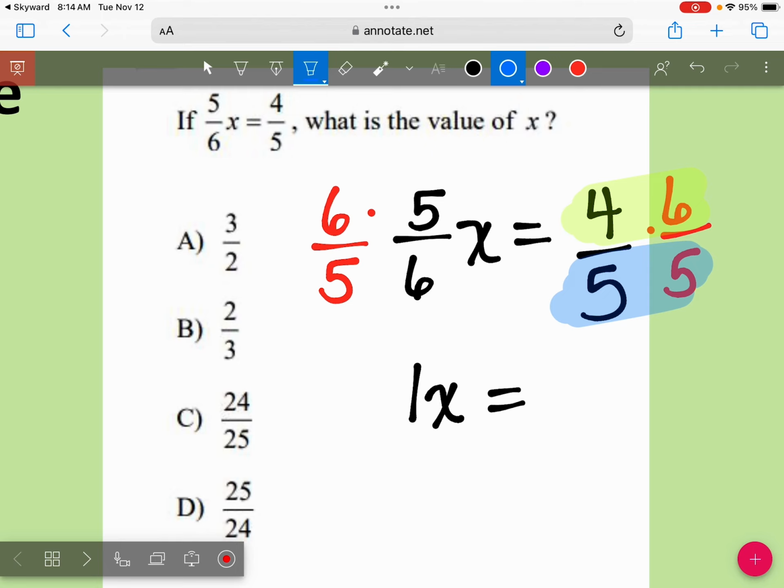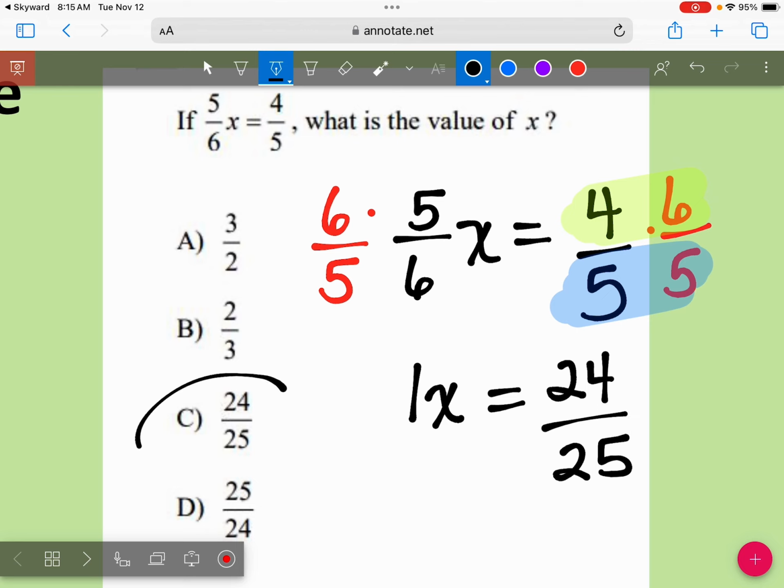So you're going to take 4 times 6. What is 4 times 6? 24. And what's 5 times 5? 25. So your answer would be 24 over 25, which is C. All right, go to page 12 in your note packet.